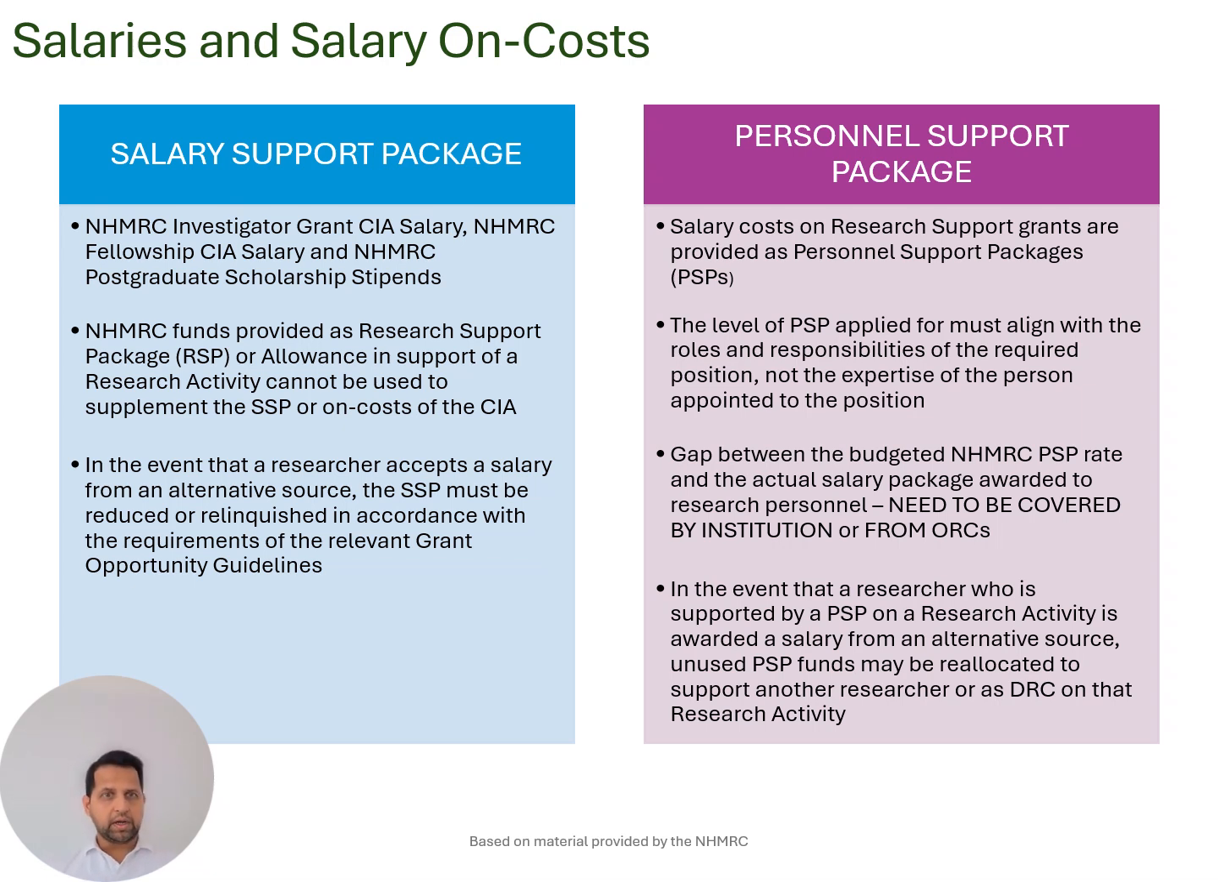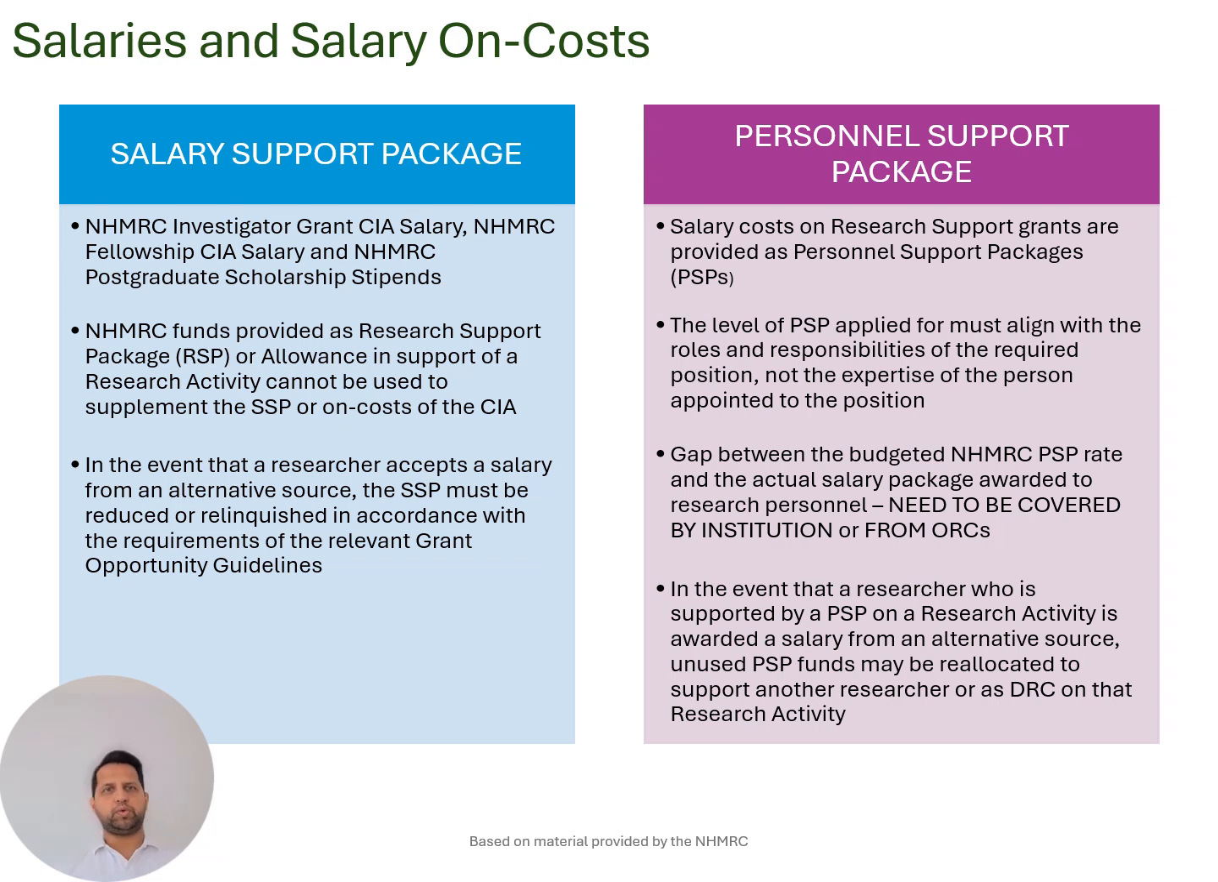In the event the researcher gets a salary from another source, or they win a fellowship, let's say from Heart Foundation, in that case, you can't have more than one FTE of salary. So you reduce the SSP, or relinquish it in accordance with the requirements of the grant opportunity guidelines. So if you get another SSP, then you have to relinquish this one or reduce it, so the total salary that you get across both the funders is one FTE, right?